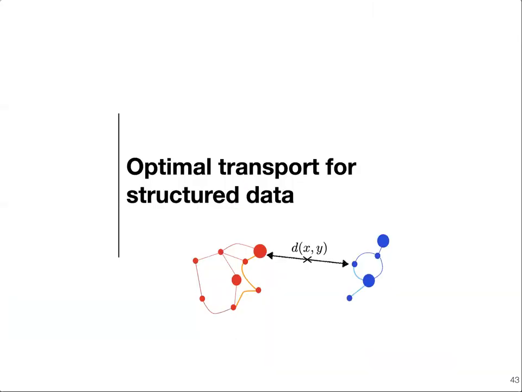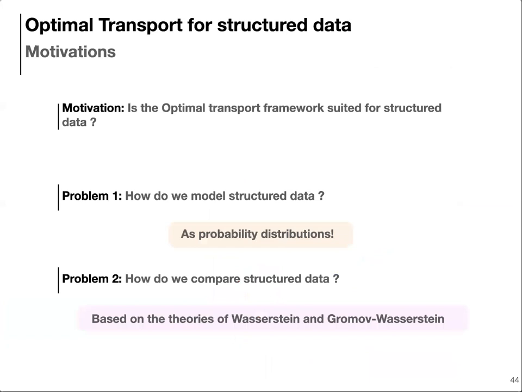Okay, so this was the introduction part, and now I will talk about how we can use this Gromov-Wasserstein distance to measure similarities between graphs. First of all, I will start by making a short introduction to how we can see graphs, which are objects composed of vertices, edges, and features over the vertices, as probability distributions.